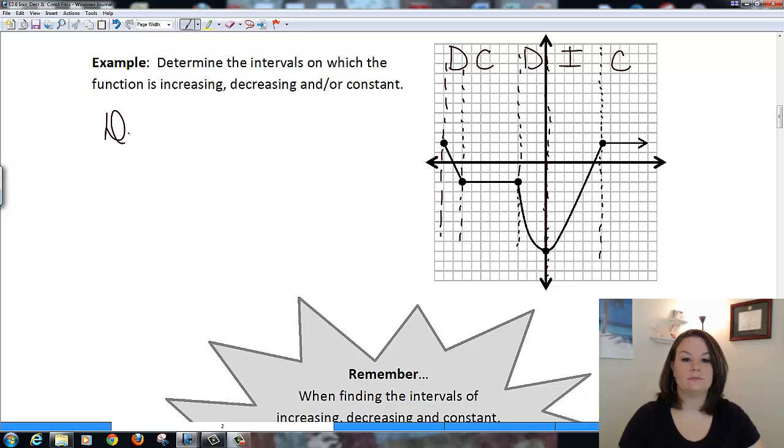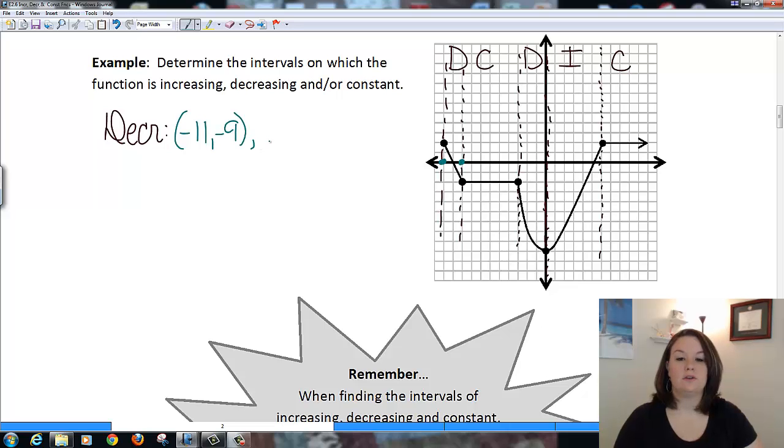So I'm going to go over here, and that means it's decreasing. Notice I have two decreasing intervals, and I look at their x values. So that means it's decreasing from this x value to this x value. So here it would be decreasing from -11 to -9. Notice I always use parentheses because I don't include my endpoints. And it's also decreasing over here from this x value over to this x value, which is from -3 to 0.